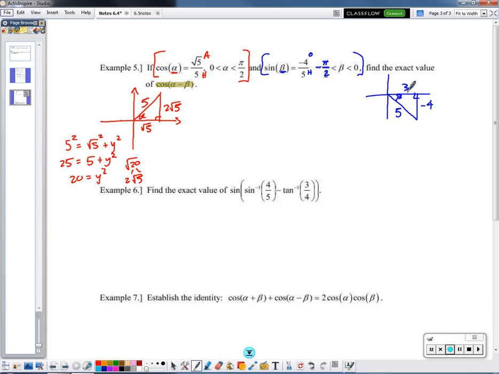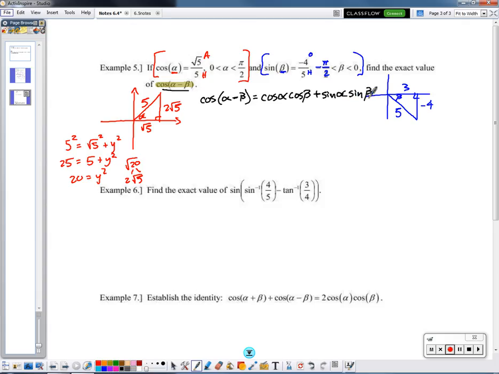And now what I want to do is go ahead and find the cosine of the difference of those two. So here I'm going to rewrite the cosine of alpha minus beta, and I'm going to remember my cosine difference formula, which is the cosine of alpha times the cosine of beta, not minus, but plus the sign switch, sine of alpha and sine of beta.